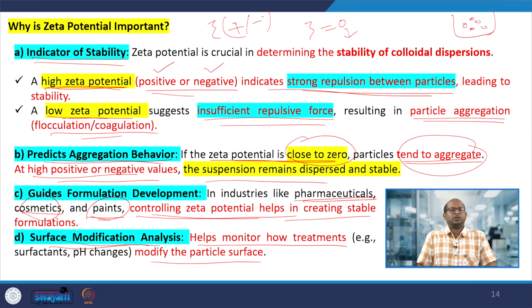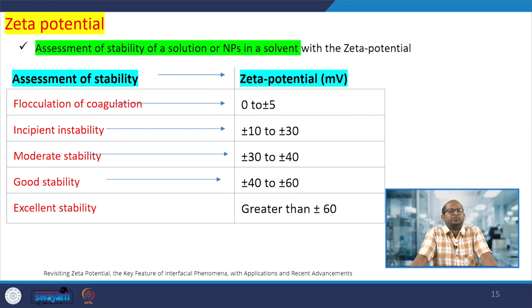So that we can also change by adding different surfactants, or a specific acid or base, and change that surface; we can modify it. So here you can see, on the basis of the zeta potential, how we can assess whether the solvent is good or not.